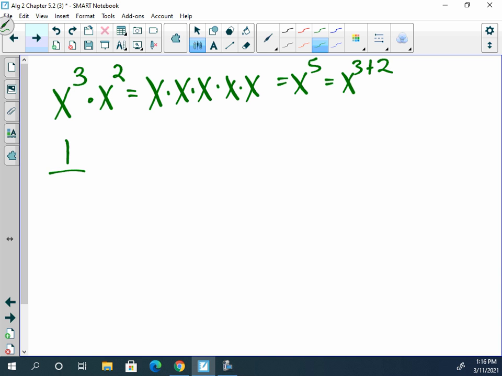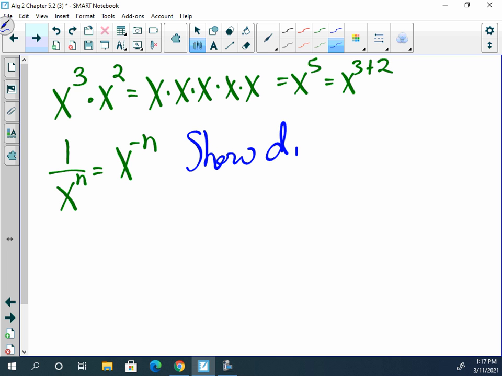Now, if we talk about 1 over x to the n is equal to x to the negative n, anytime we move above or below the denominator, we get this negative exponent. Now, if we use these two here, we can actually show the division property.